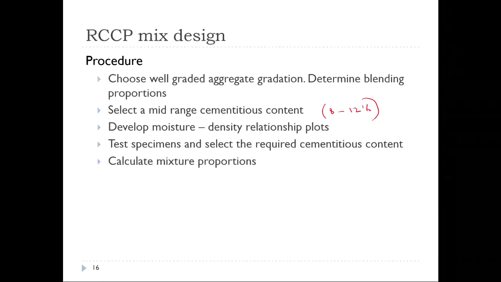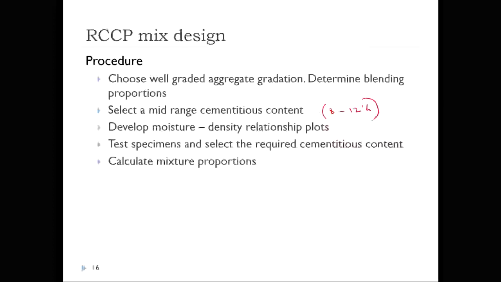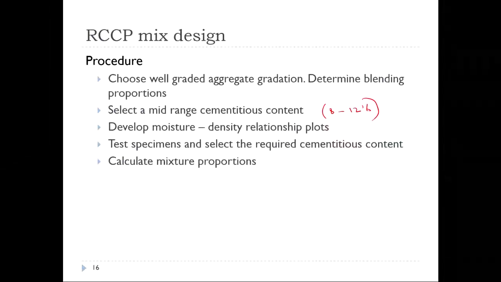Now develop the moisture density relationship. Once you develop it, you have to prepare specimens and test its strength properties in terms of your conventional cube strength, split tensile strength, and also its flexural strength. Once you have identified the cement content, then you can calculate the relative mix proportions.